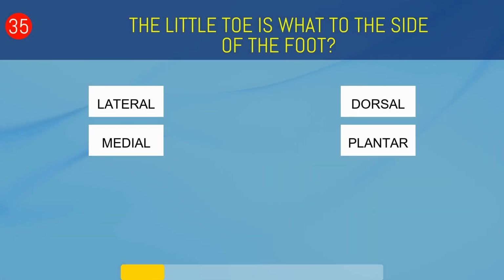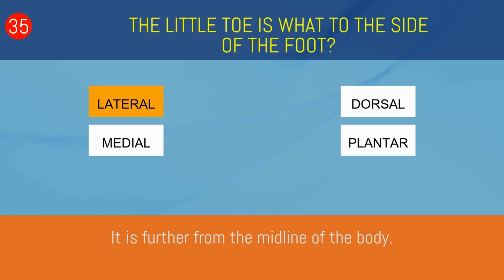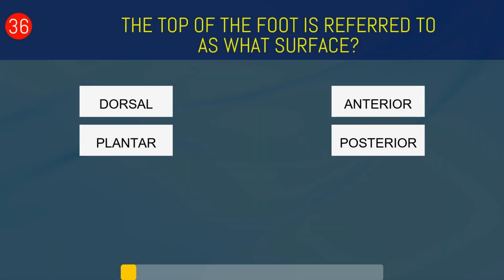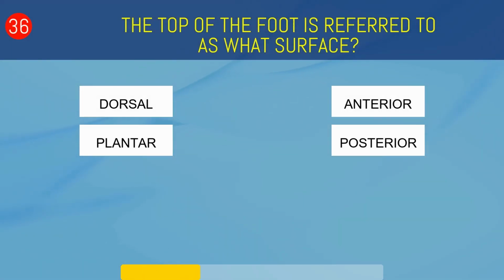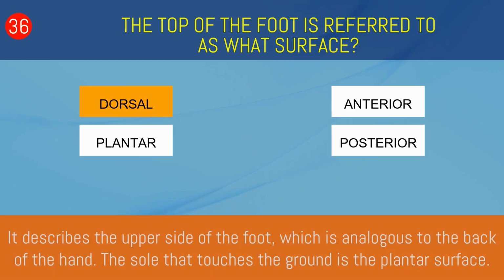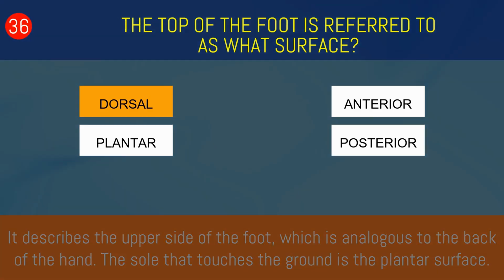The little toe is what to the side of the foot? Lateral, medial, dorsal, or plantar? Lateral. It is further from the midline of the body. The top of the foot is referred to as what surface? Dorsal, plantar, anterior, or posterior? Dorsal. It describes the upper side of the foot, which is analogous to the back of the hand. The sole that touches the ground is the plantar surface.